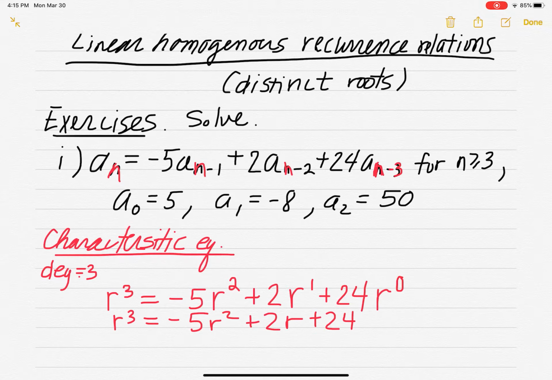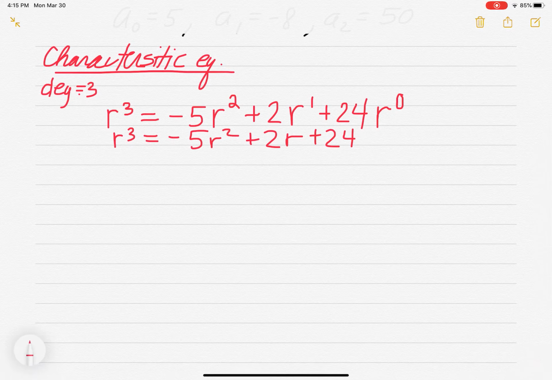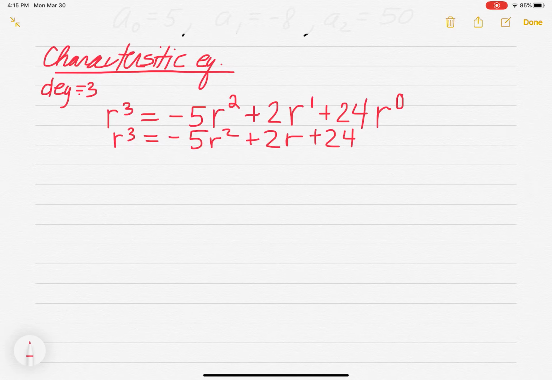Now this is called a degree 3 polynomial, and we want to get everything on one side and 0 on the right side. So I'm going to have r cubed. We're going to subtract 5r squared from both sides, subtract 2r from both sides, subtract 24 from both sides, and that's equal to 0.